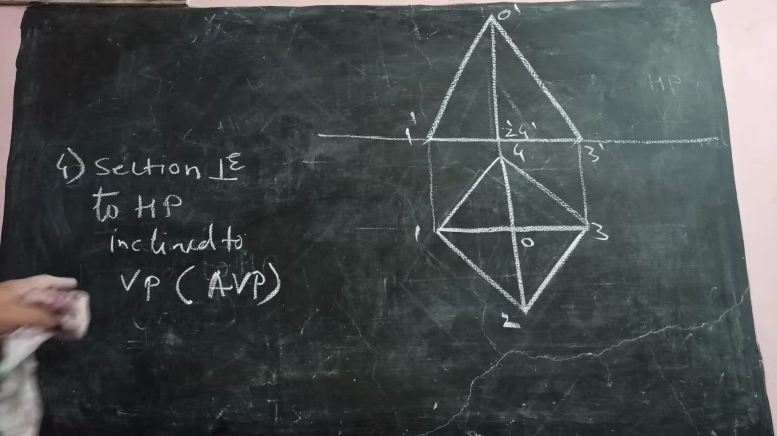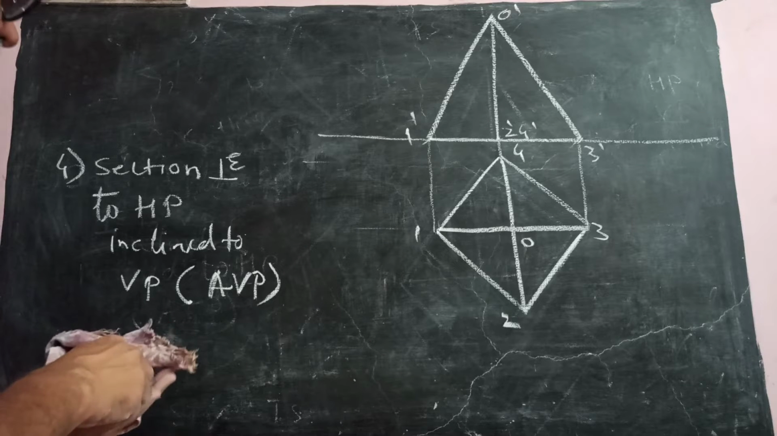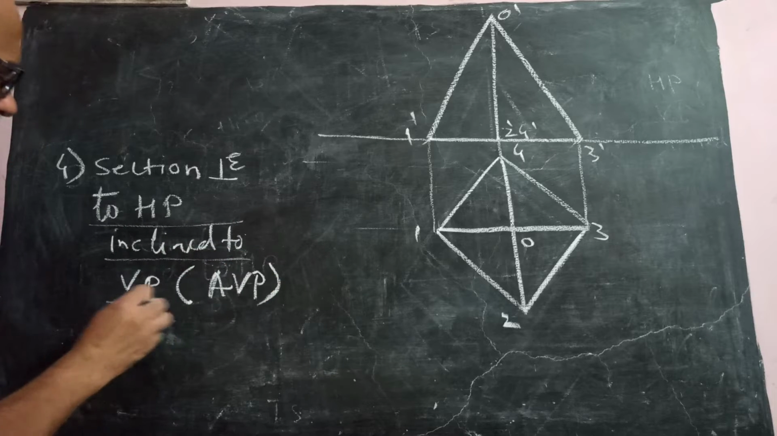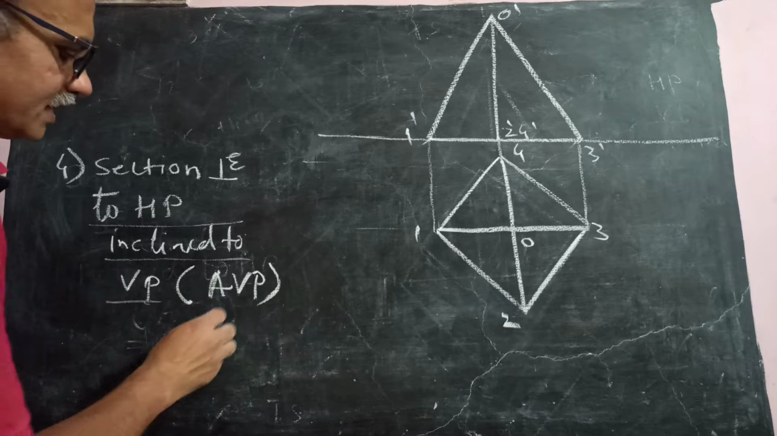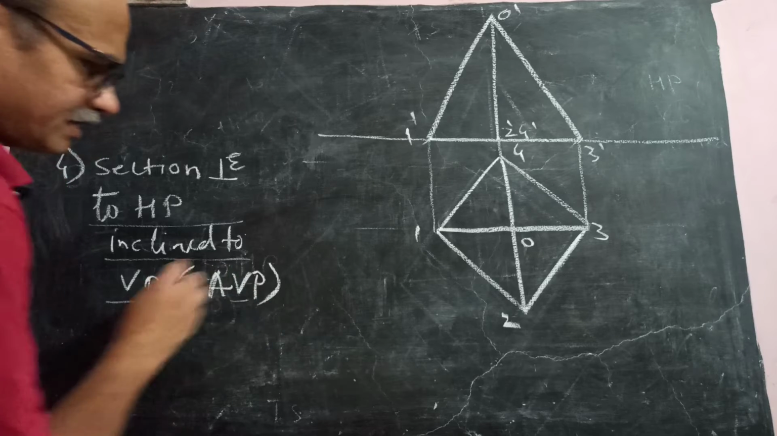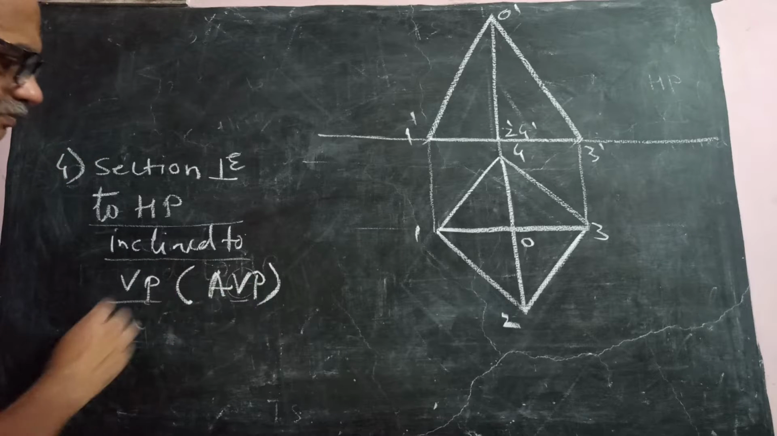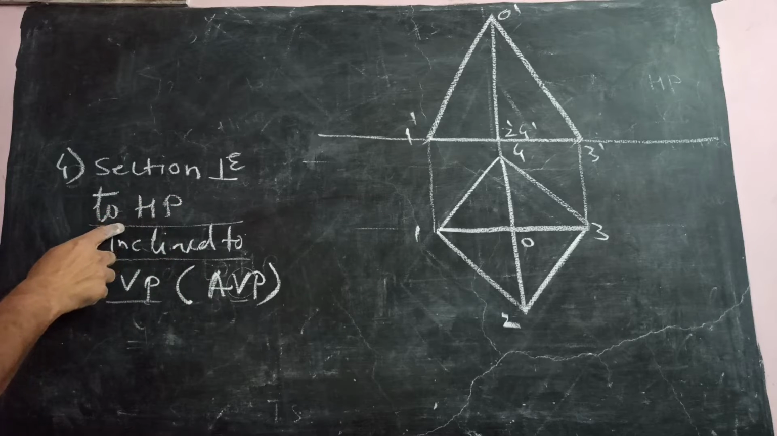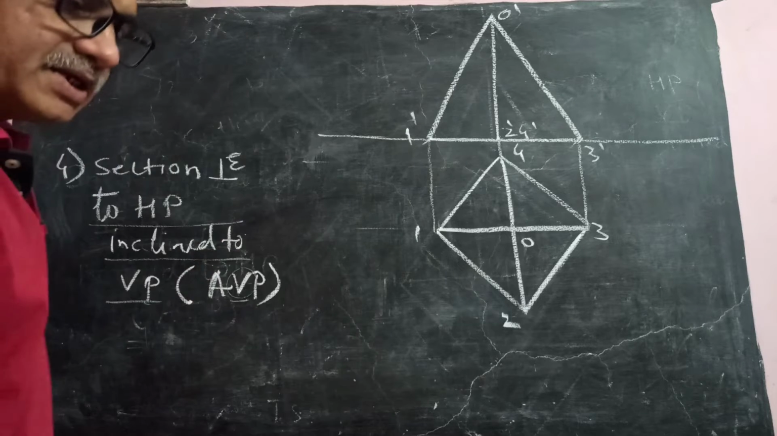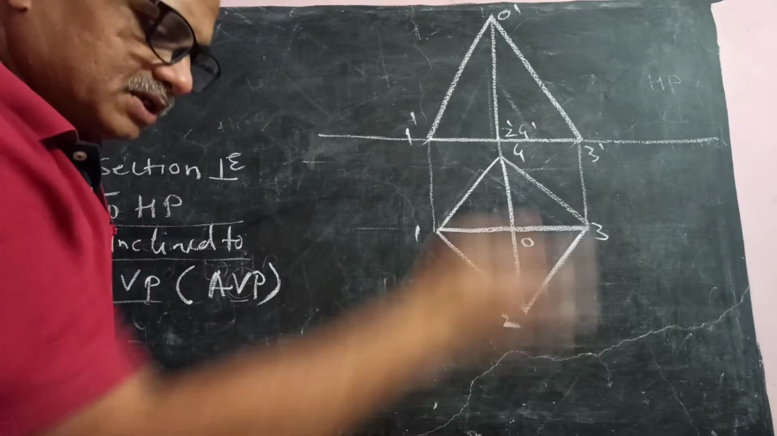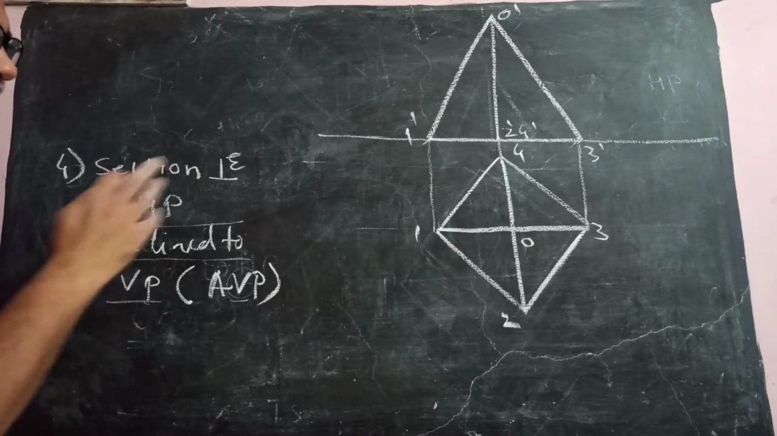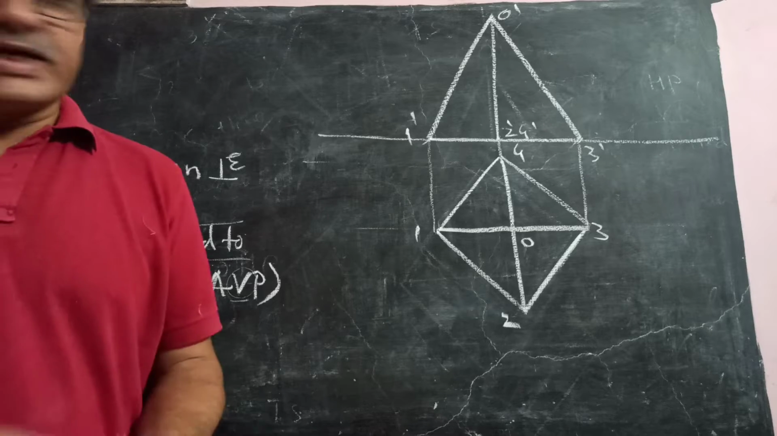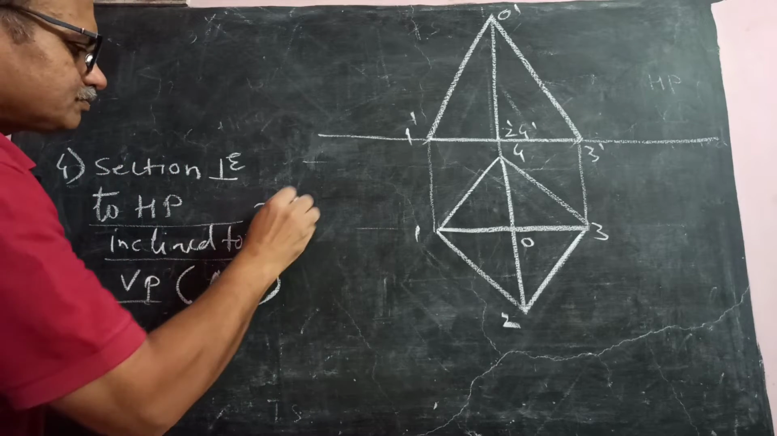Now this is the fourth type, that is section plane perpendicular to HP and inclined to VP. It is also known as AVP, that is auxiliary vertical plane. An auxiliary vertical plane must be perpendicular to HP because it is vertical. It means it is perpendicular to HP and inclined to VP. So the cutting plane line you will always get in the top view.